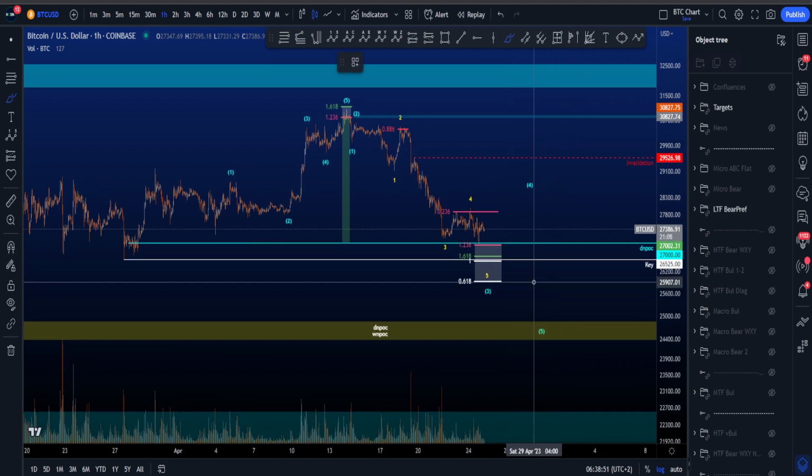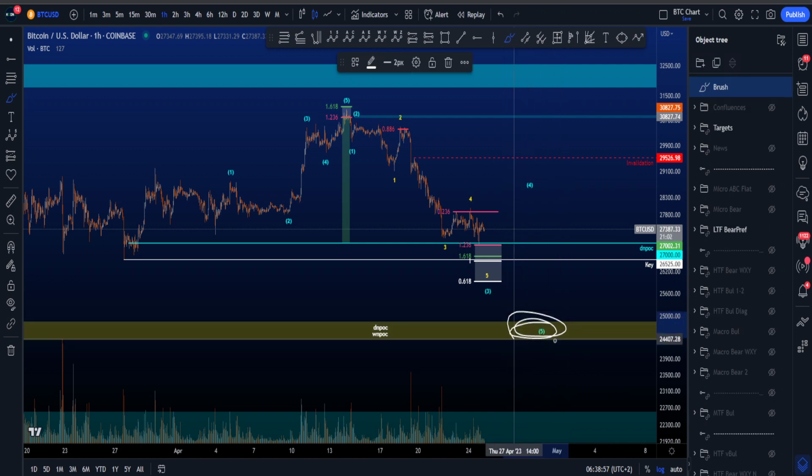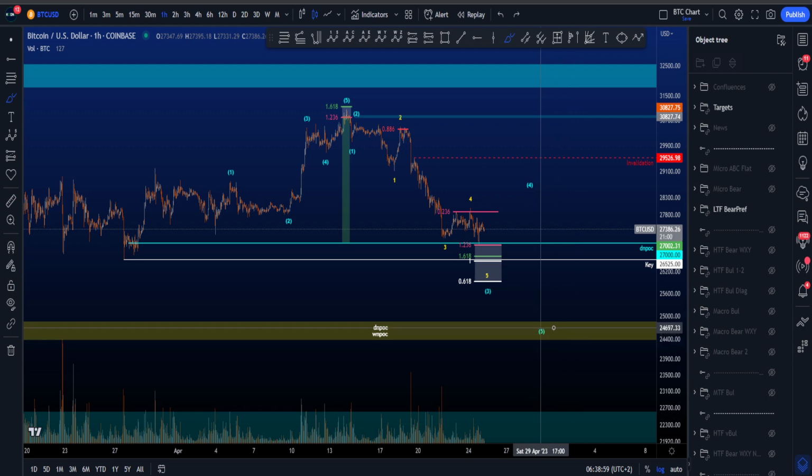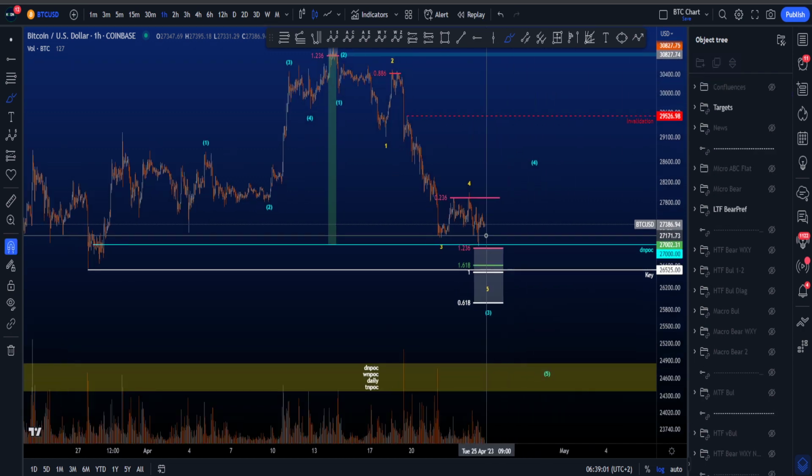But also on the higher time frame counts, which the video will be linked at the end of this video, this area is actually quite an important area with lots of support. So this is a very interesting area indeed.